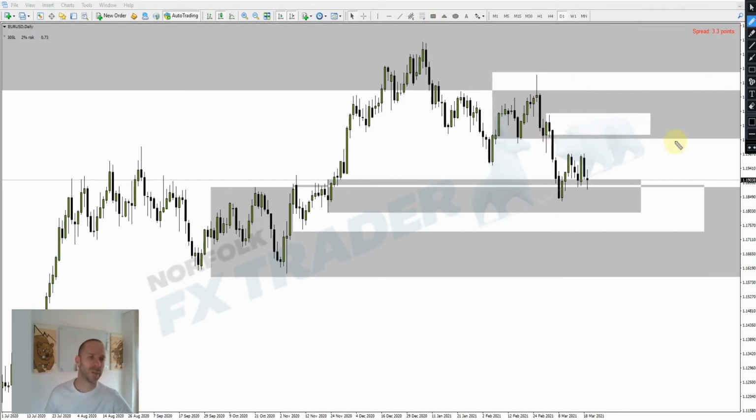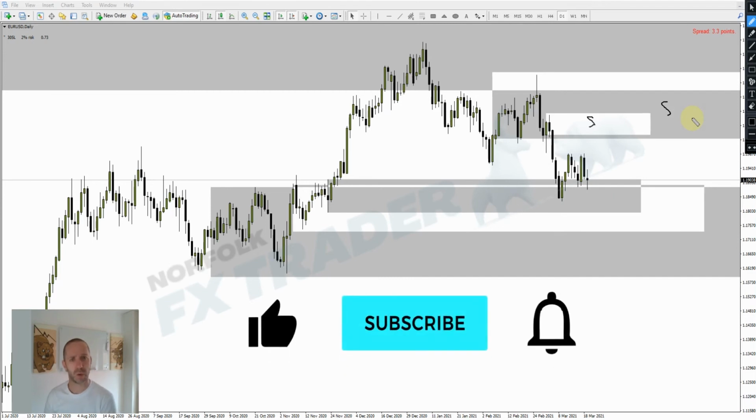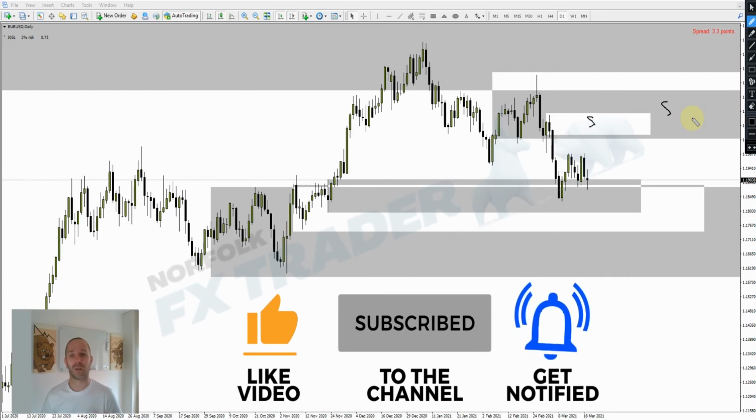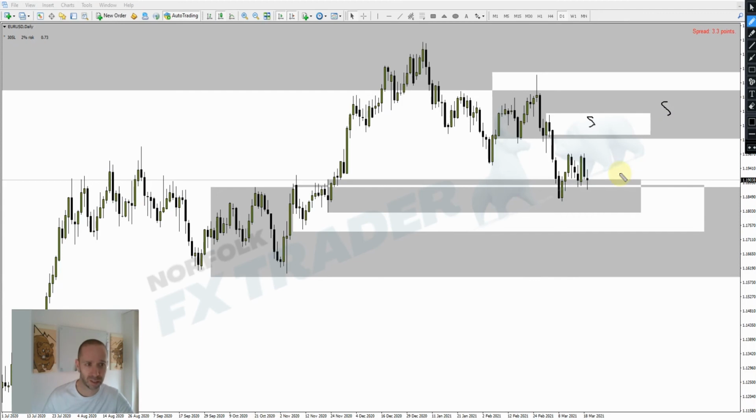Now look at what happens: we have this area of supply inside this area of supply on the weekly. That all comes into understanding a zone nested inside another zone, or a zone on top of another zone. That is something that you're going to learn in a future video. So if you want to understand exactly how to use this type of trading with a zone inside a zone, then make sure you are subscribed to the YouTube channel and you have notifications turned on. Then you'll see that video as soon as it's released.